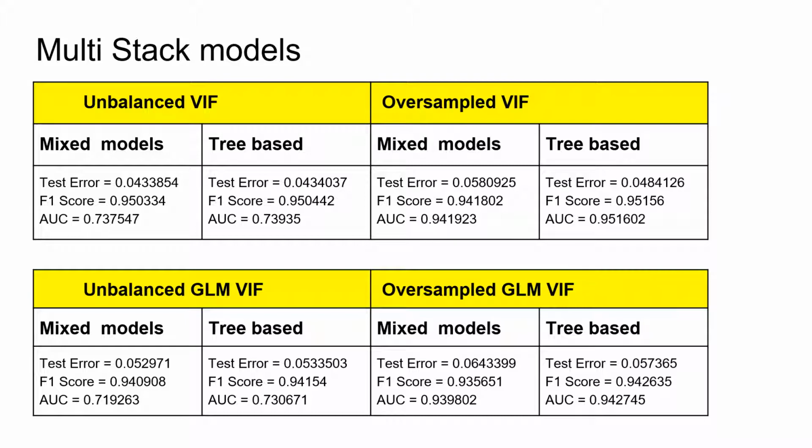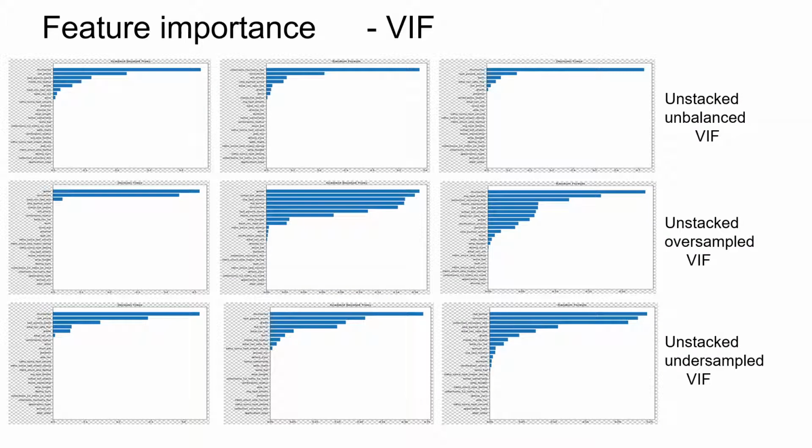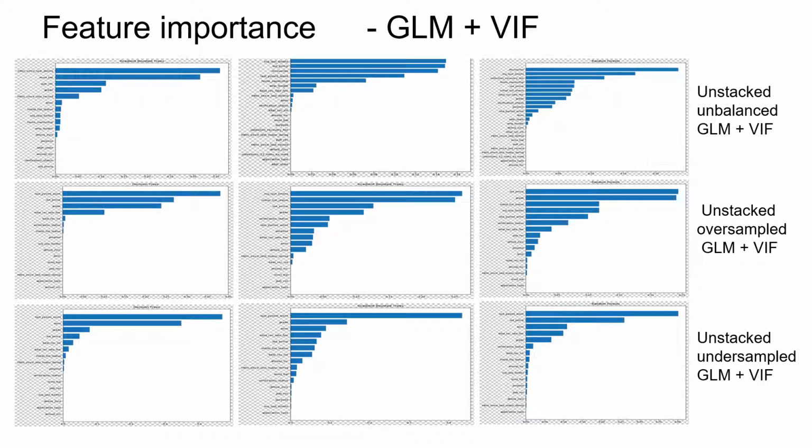When we take our models into the stacked modeling algorithm, we notice that our trends are about the same as with individual models. The tree-based stacked model outperformed the mix-based model, and our oversampled data outperforms our unbalanced data in terms of AUC-ROC score.